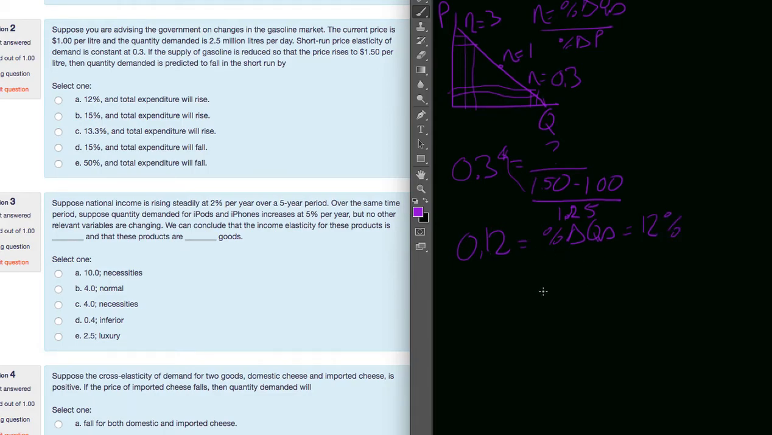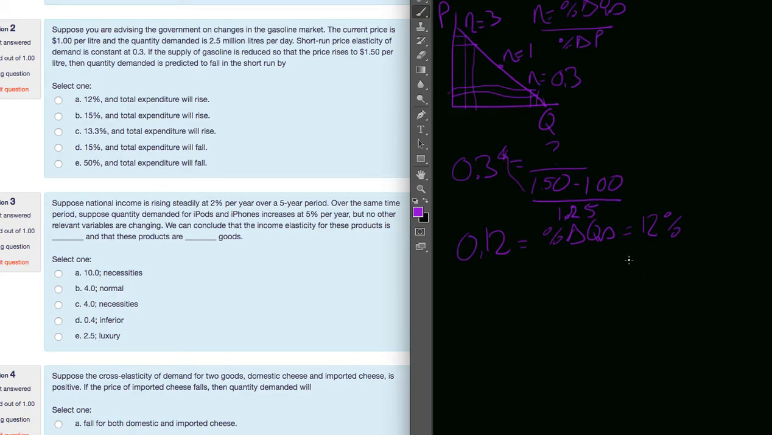If it asked me to know what the new quantity demanded would have to be, well, then you would use that 2.5 that you have, which is the old quantity demanded, and you'd have to kind of isolate it. It would be an extra step. It'd be longer. But here I know that there needs to be a 12% change in quantity demanded.